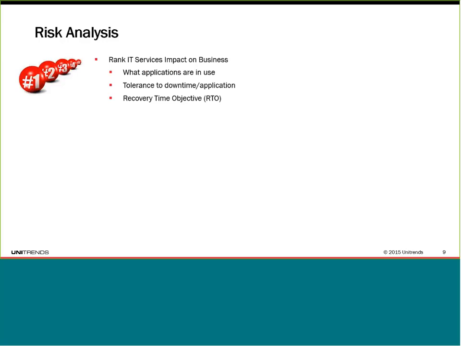Do you have e-commerce, email, what critical ERP applications need to be up and operational? What applications are in use? What's your company's tolerance to downtime? Is it an hour? Is it half a day? Is it 24 hours? Is it a week? Figure it out and do that on an application by application basis, because it will vary based on the criticality of that particular application.